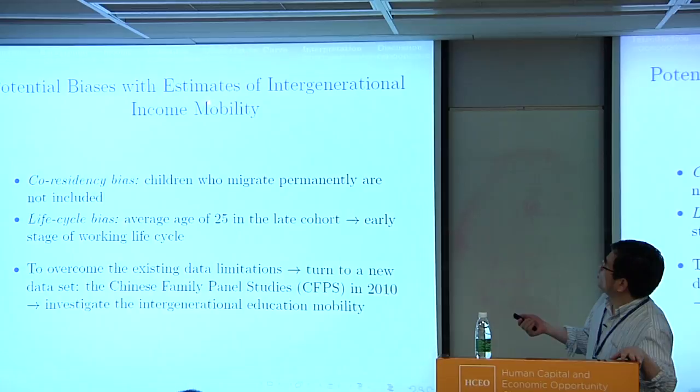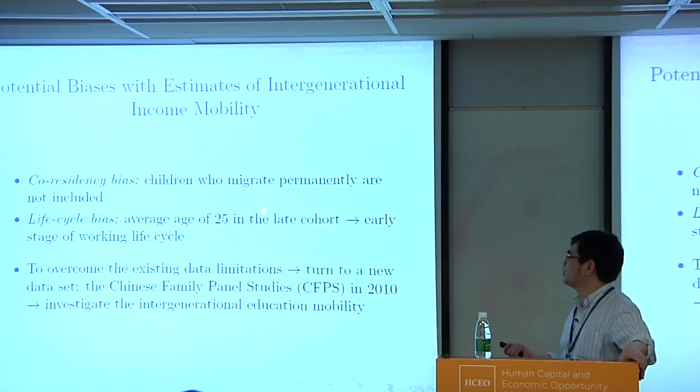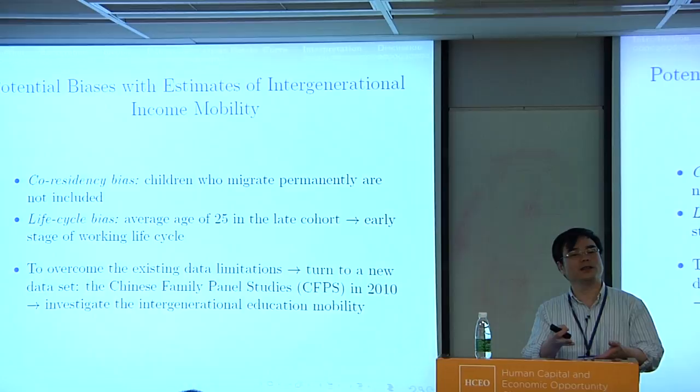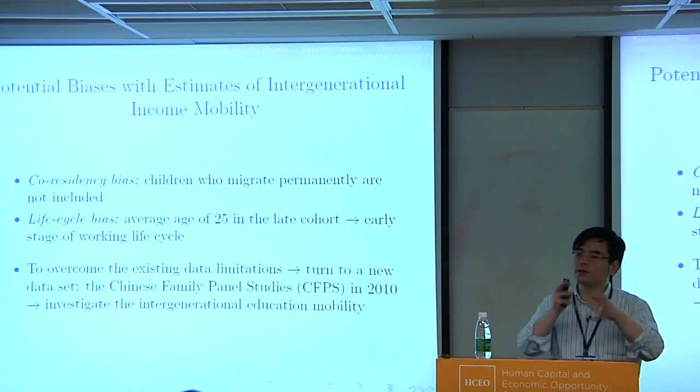Potential biases with estimates of intergenerational income mobility. There's co-residence bias, okay? Children who might migrate permanently are not included. Permanently, okay, temporary are still included, but permanent are not included. And there is life cycle bias in the later cohort, born after 1970. They are very young, so the average age was only 25. Therefore, when we try to measure the children's income, it's at their early stage. So it's a life cycle bias.